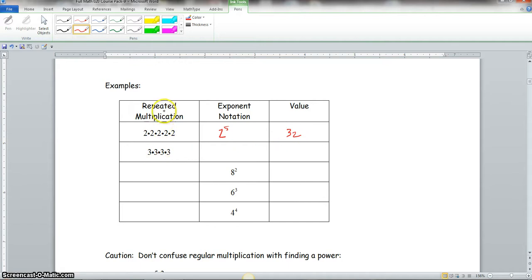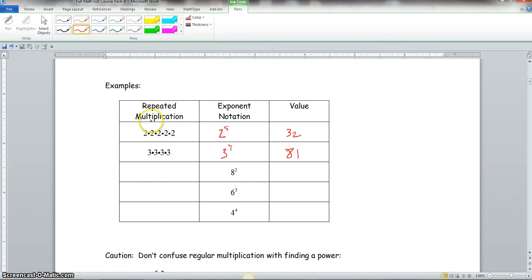Now, we go here. We have repeated multiplication. We have 4 3's multiplied by itself. So our exponent notation would be 3 to the 4th power. Okay, now our value. 3 times 3 is 9, times 3 is 27, times 3 is 81. So that is our value.